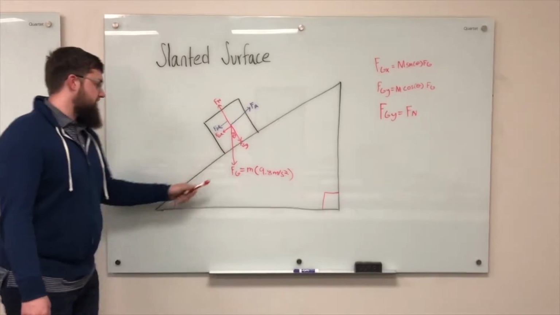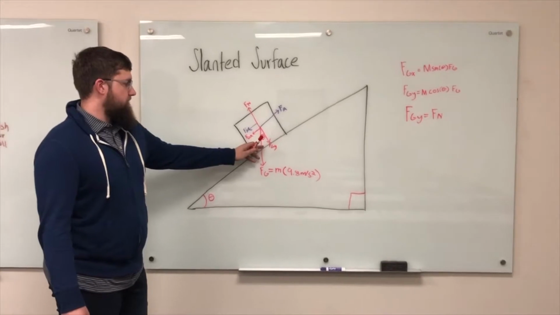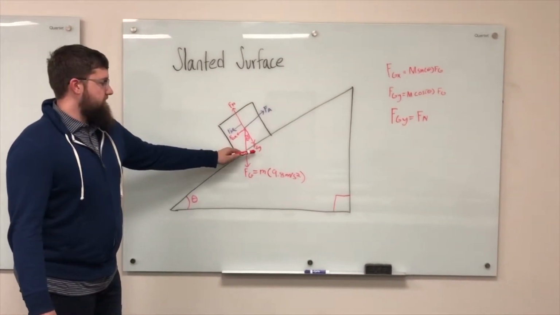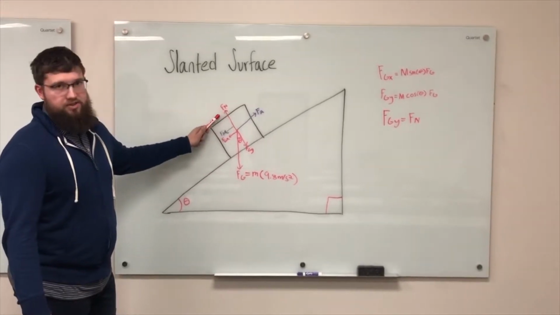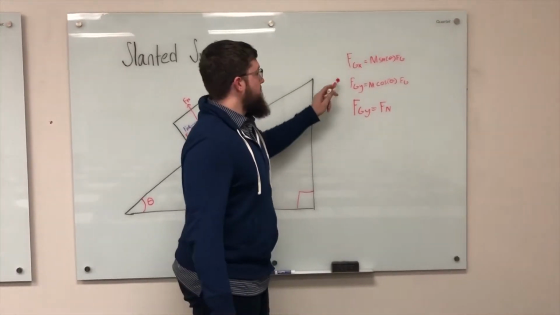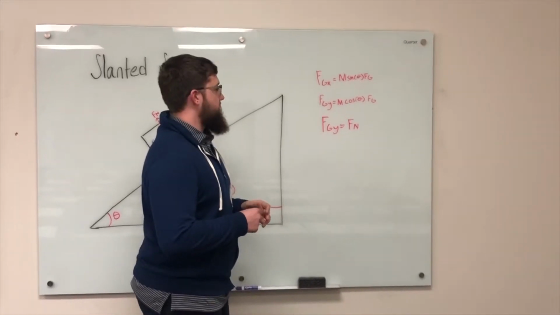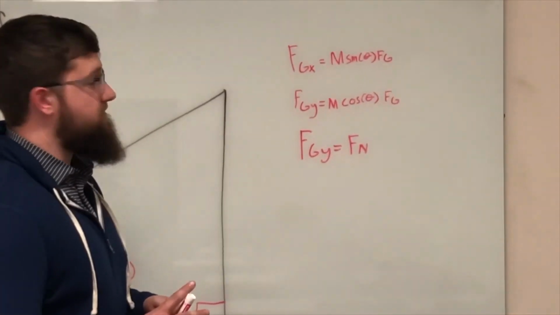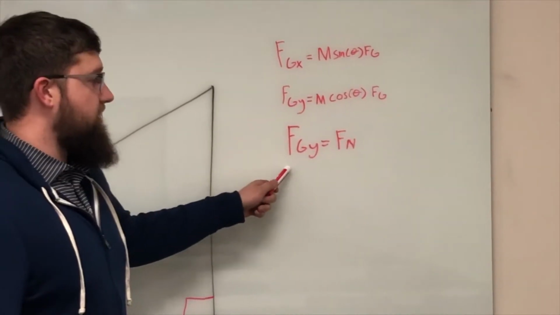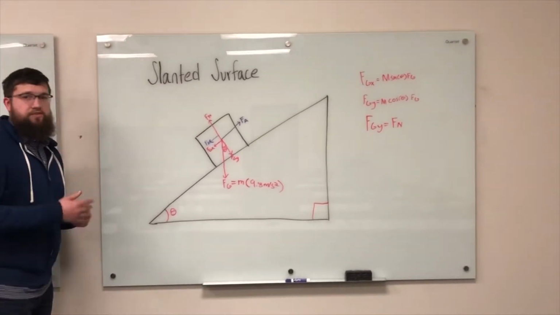And we do that by using the theta, which is down here, and we superimpose the triangle over here, so we have the same angle for each theta, and the force of gravity in the y direction will equal the normal force. So over here, I'm going to talk about how you find the force of gravity in each component. Force of gravity in the x direction will be the mass times the sine of theta times the force of gravity. Force of gravity in the y direction will be mass times the cosine of theta times force of gravity. And so the force of gravity in the y will equal the normal force. And this is how you solve for a slanted surface.